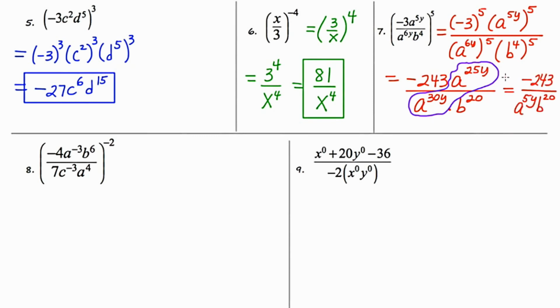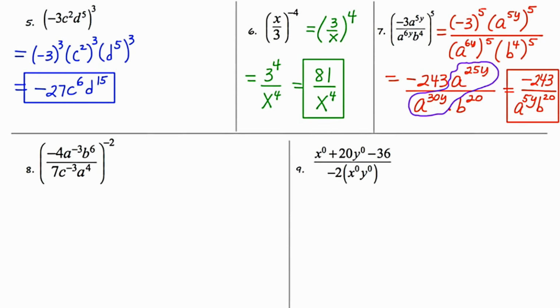I hope that doesn't get cut off. Sometimes if I write a little bit close to the edge, it goes away. But yeah, this little part in purple, that's a little bit tricky for some people. So that might warrant a little bit of extra attention and just playing around with it a little bit. But this is right. It's negative 243 over a to the 5y b to the 20th. If there's any questions on that tomorrow, I'd be more than happy to explain it a little bit further. Let's go to number 8.